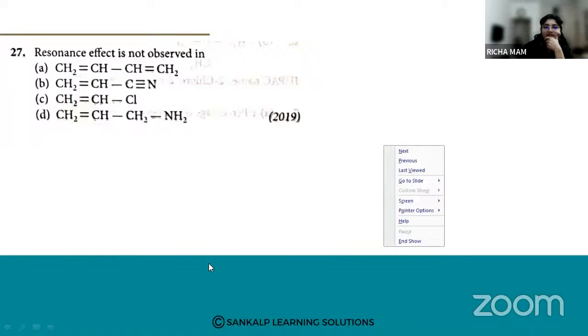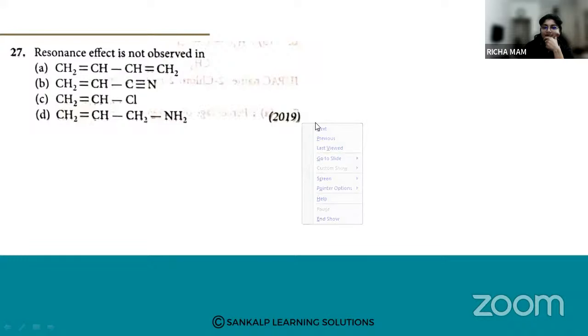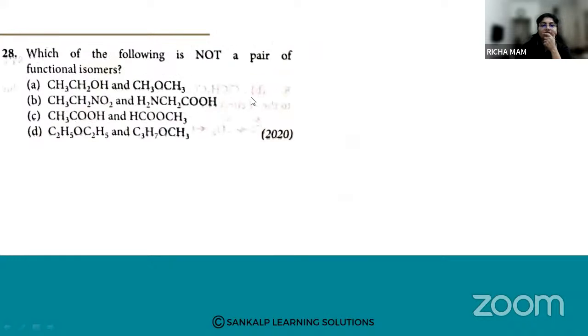Yes, Tejaswini and Dhanyashri have answered. Very good. Let us go for the next one. Which of the following is not a pair of functional isomers? Functional isomer: you have to see that the molecular formula should be the same. There should be only a change in the functional group. This is alcohol. This is an ether. So this is a functional pair. Then CH3CH2NO2 and CH3CH2ONO.